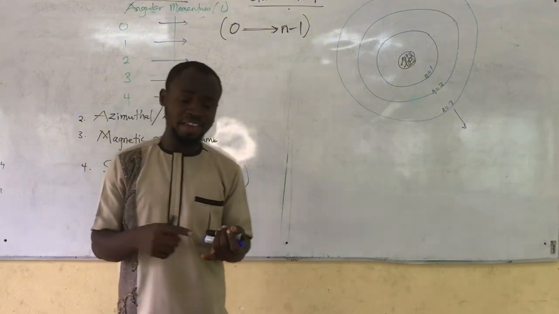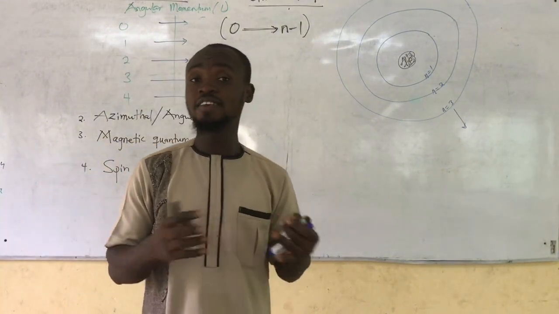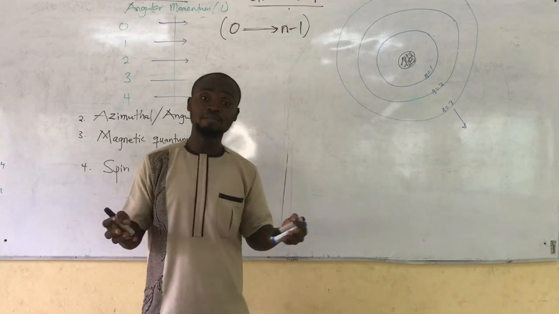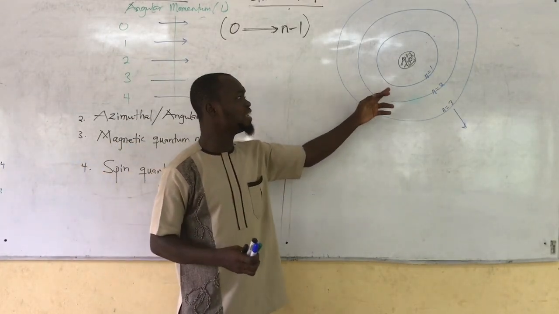We already know that we have the s orbital, it accommodates 2 electrons. We have the p orbital, it accommodates 6. We have the d, which accommodates 10. The f accommodates 14. How do we know the type of orbitals present in each energy level?